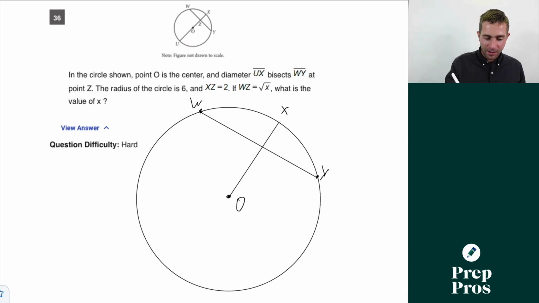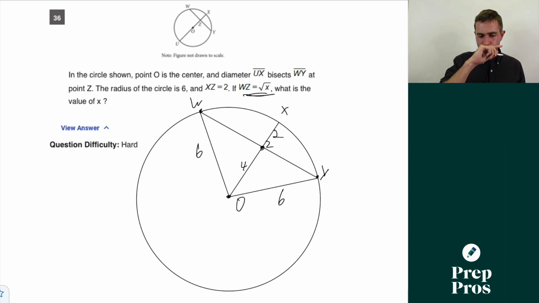And then, almost any time I'm solving for a distance, which is what I'm doing here, I can always use triangles to help me solve. So what I know is from O to W is going to be 6. From O to Y is also going to be 6. Now X to Z, and this is going to be my point Z here, is going to be 2. And O to X is going to equal 6 because that's another radius. So this is going to equal 4.